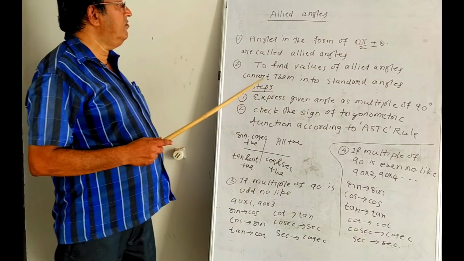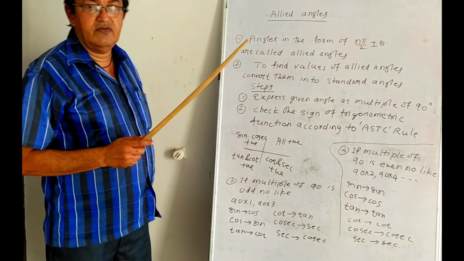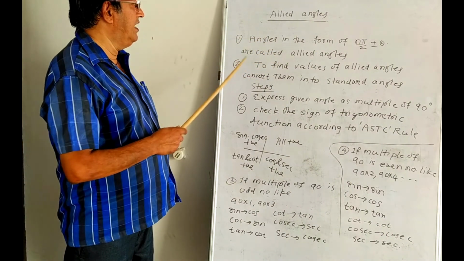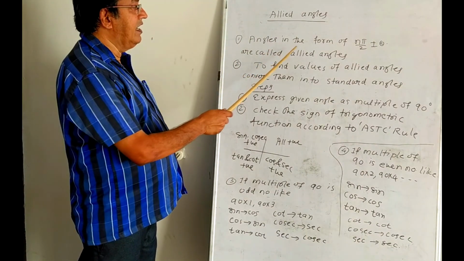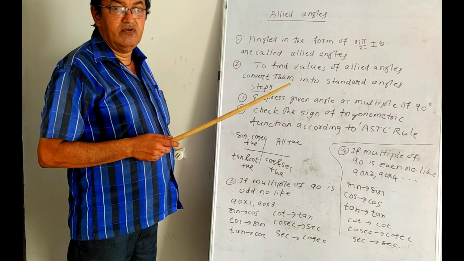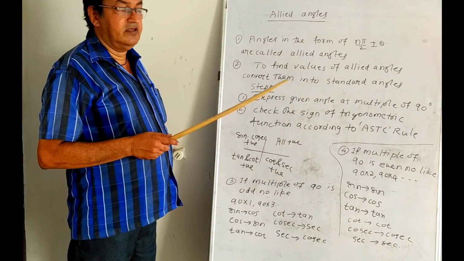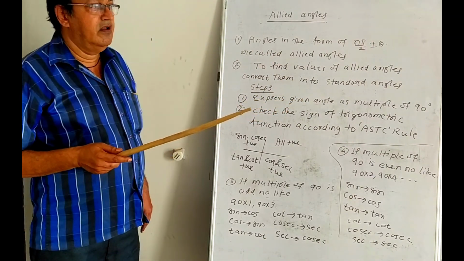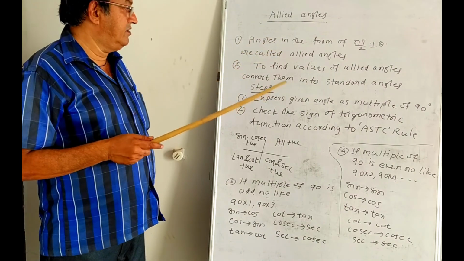Next we come to allied angles, which is very important and very helpful in the inverse trigonometric functions of second year. So first we'll see what allied angles are. Angles in the form of n pi by 2 plus or minus theta, we call them allied angles. So that is 90 or 180 plus or minus theta. When you go on giving values to n, we get different angles.